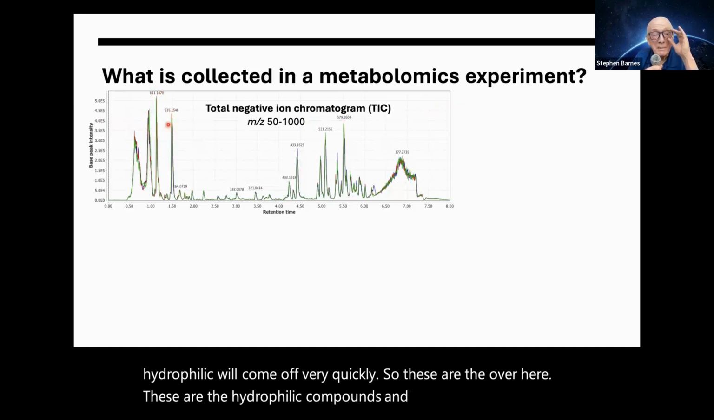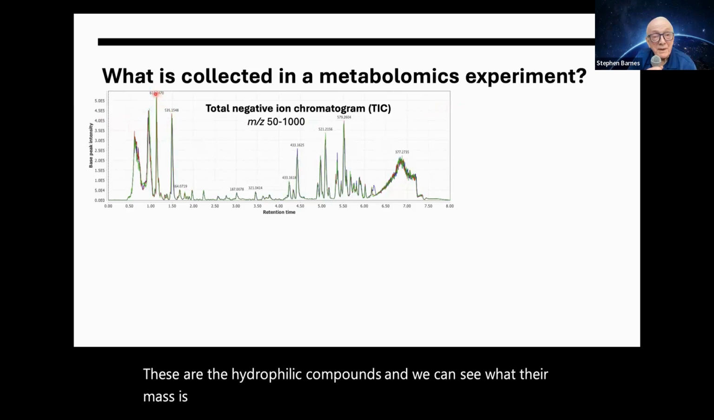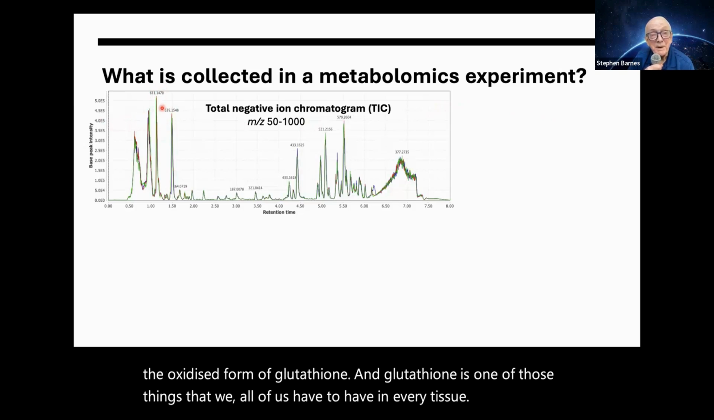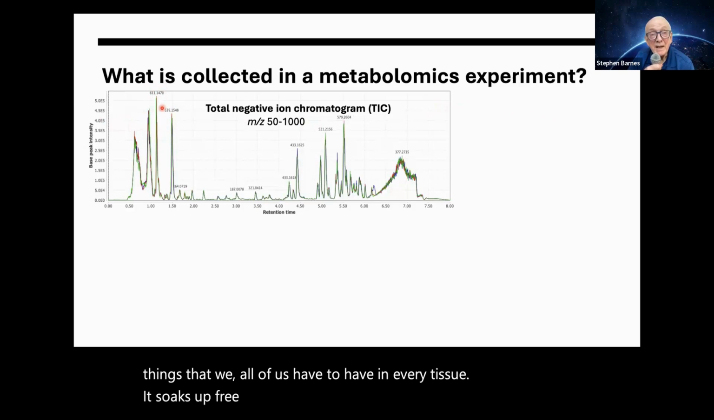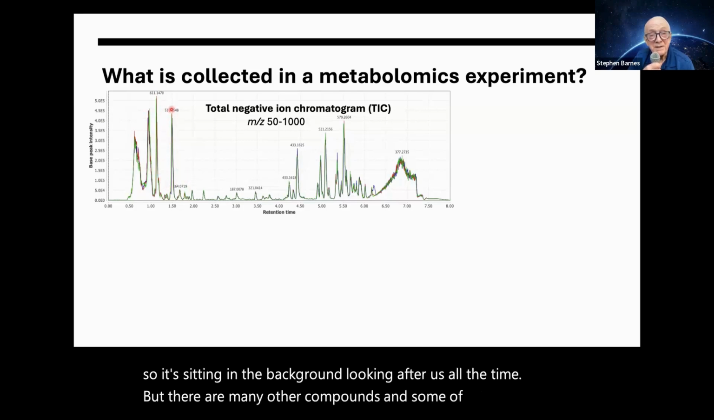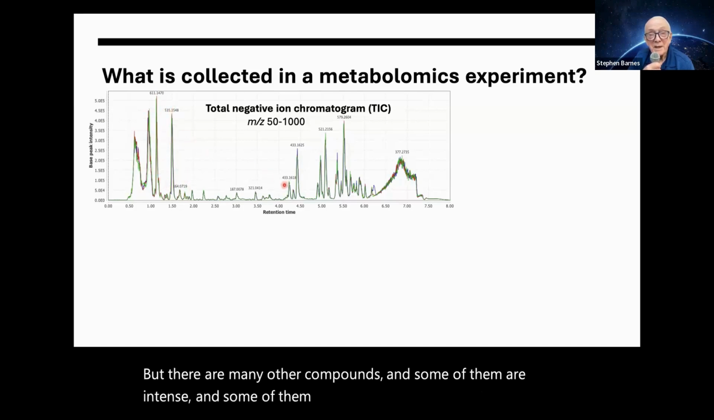And we can see what their mass is. They're printed out above this. This particular one is actually the oxidized form of glutathione. And glutathione is one of those things that all of us have to have in every tissue. It soaks up free radicals and any of those that are being generated. So it's sitting in the background looking after us all the time. But there are many other compounds, and some of them are intense and some of them are weak.